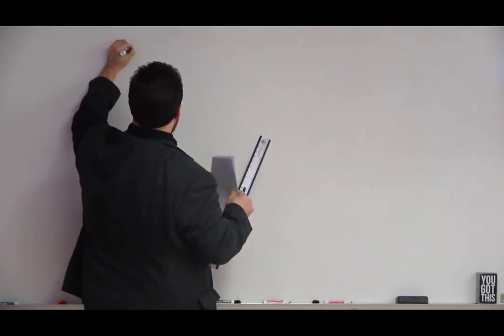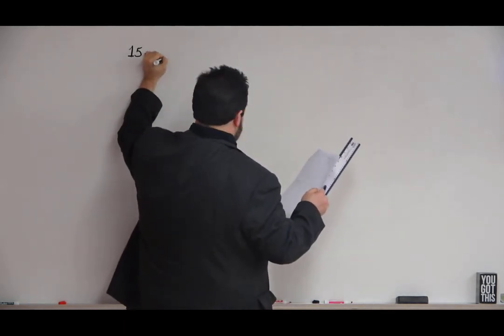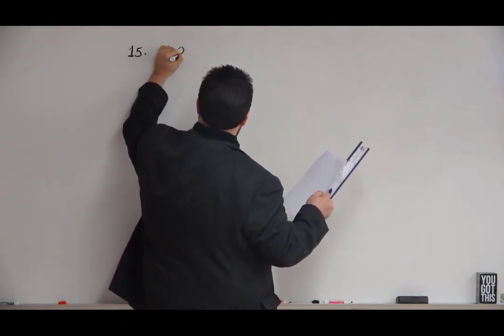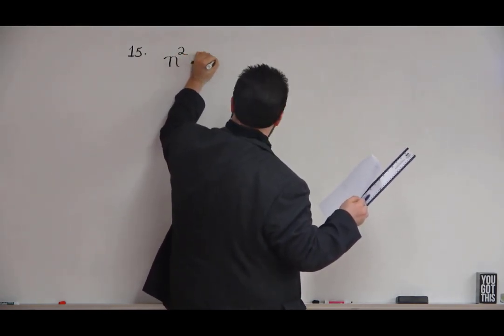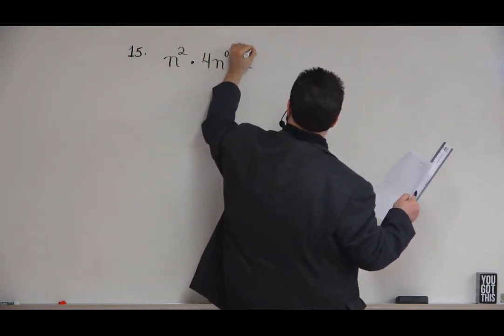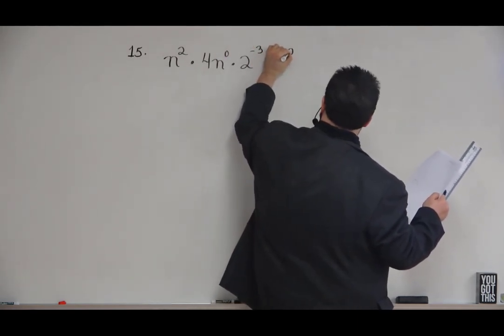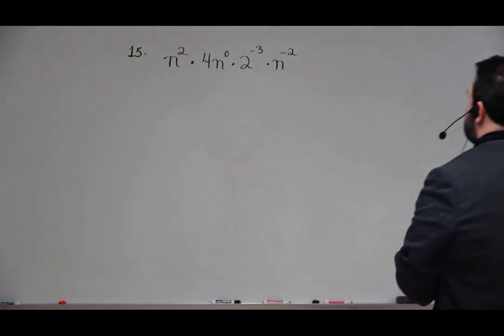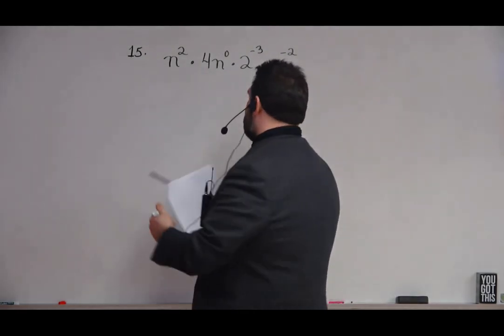Number 15 coming up, ladies and gentlemen. Number 15, here we are. Number 15, we have n squared times 4 n to the power of 0 times 2 raised to the power of negative 3 times n raised to the power of negative 2. Okay? Now, before you get all bent out of shape about this problem, just group the terms.